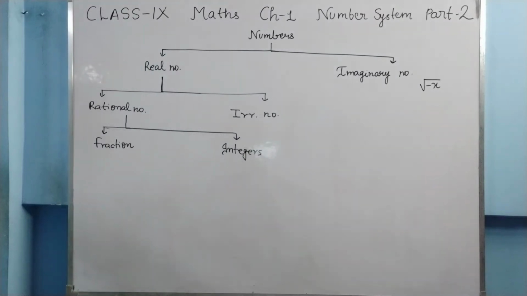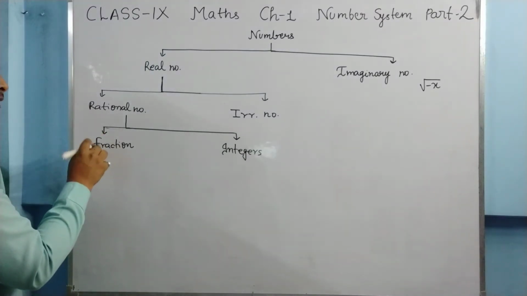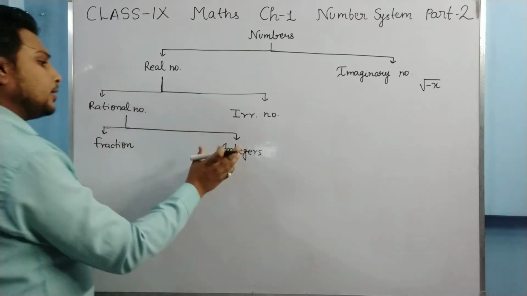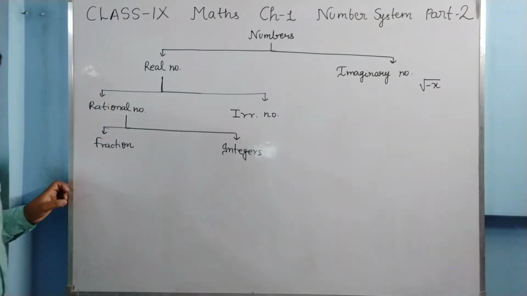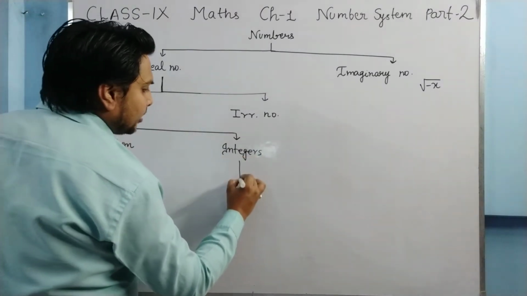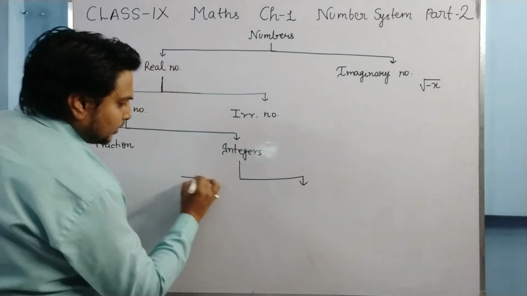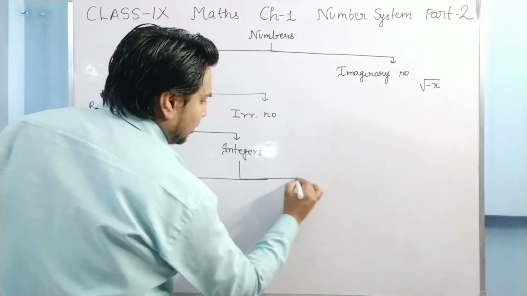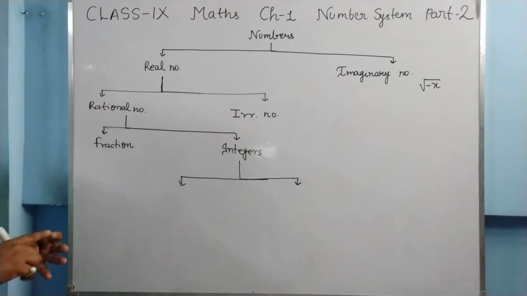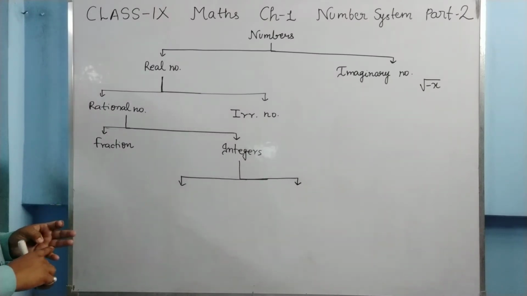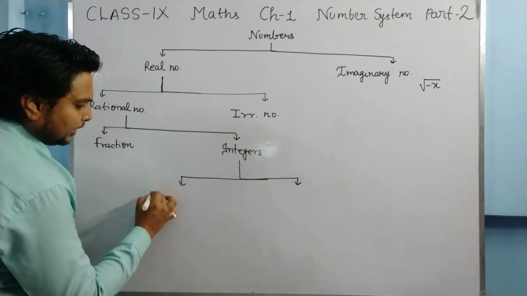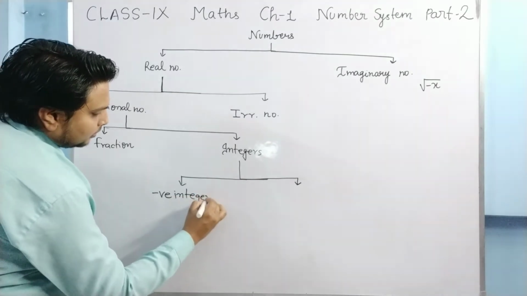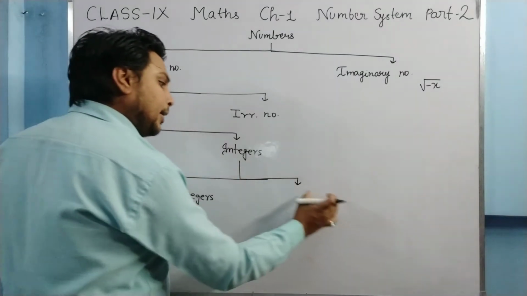Fractions and integers. Fraction means the numbers which are written in the form x upon y. That is a part of rational numbers, and the other one is integers. Integers can also be divided into two parts. As we have seen, the types of integers are negative integers, positive integers, and 0. If I write negative integers here, then what is left? 0 and positive integers.